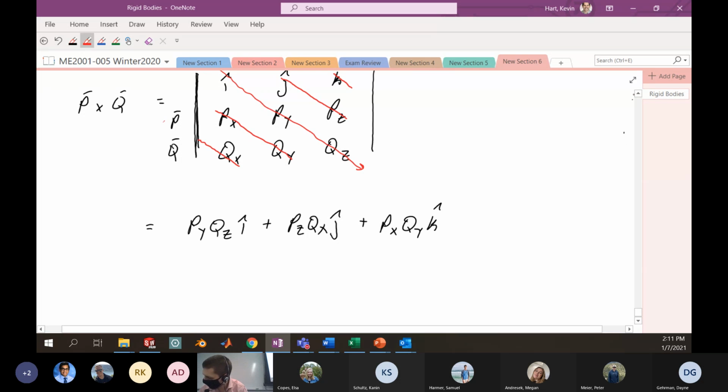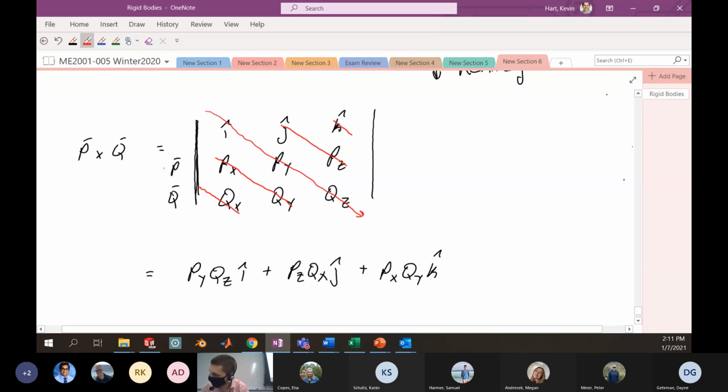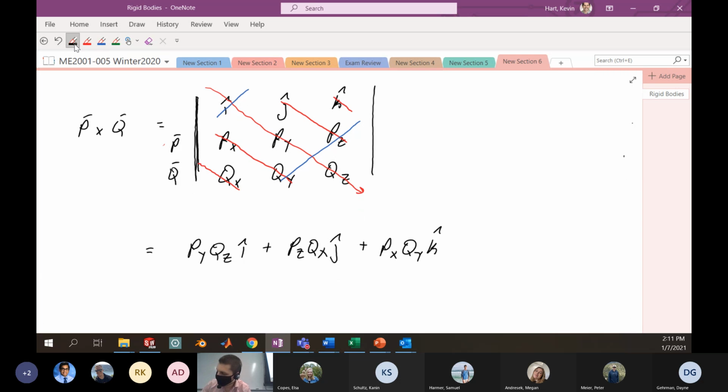Well, the negative terms come from taking that diagonal the other direction. So the negative terms are going to come from not down and to the right, but down and to the left. So here I have i hat, wrap around, Pz, Qy. And since I'm going down and to the left, I'm going to make it negative. So minus Pz Qy i hat. Go the other way, keep going here. Minus Px Qz j hat. And finish it off with Py, Qx, and k hat.